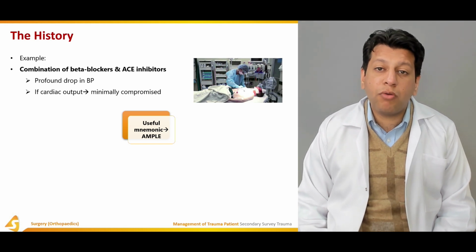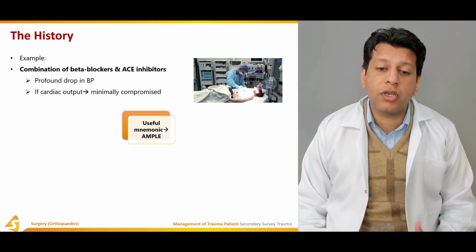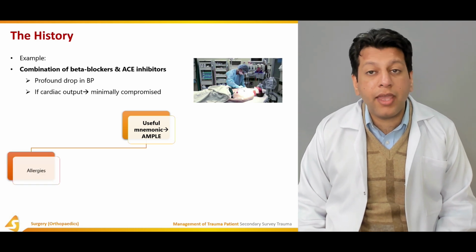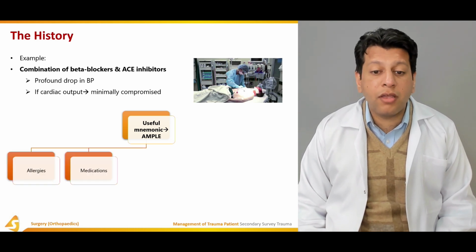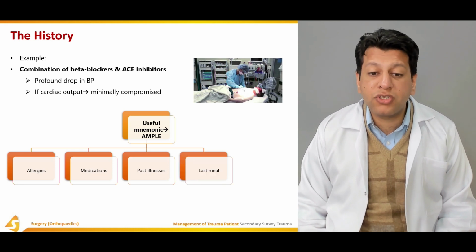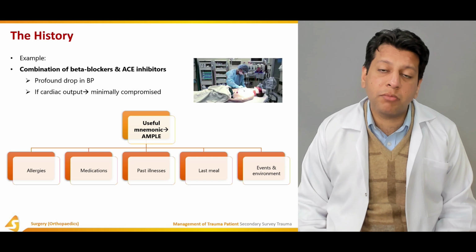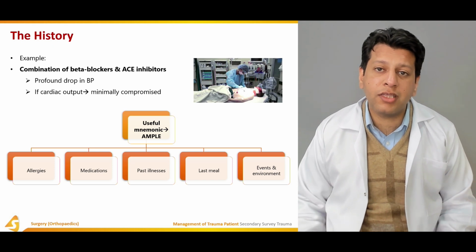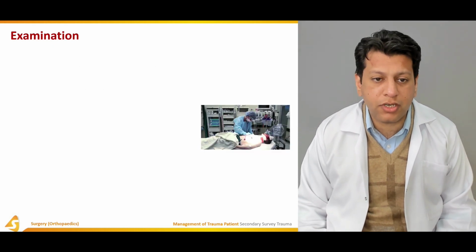The simple form of remembering this is the mnemonic AMPLE. A stands for allergies, M for medication, P for past illnesses, L for last meal, and E for events in the environment. That is how you take the detailed history of the patient during the secondary survey.